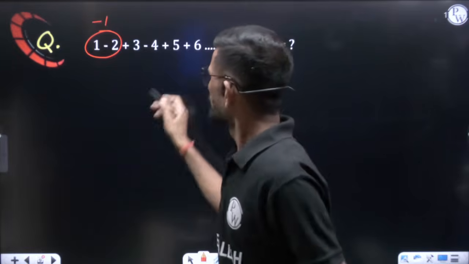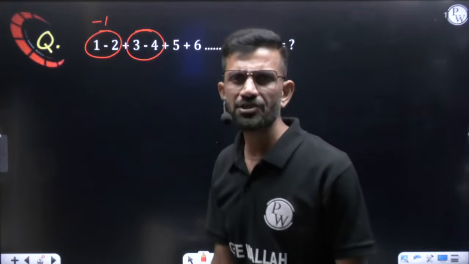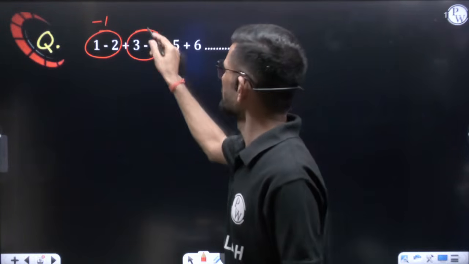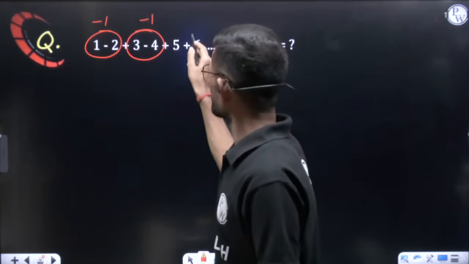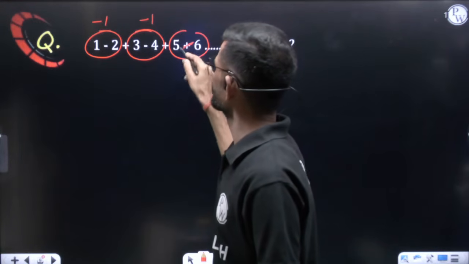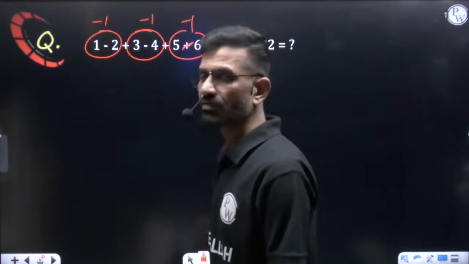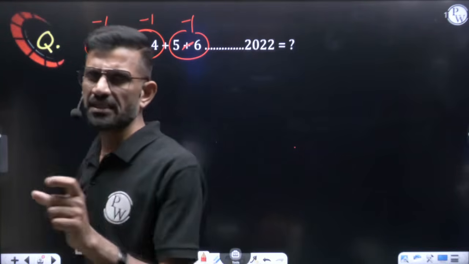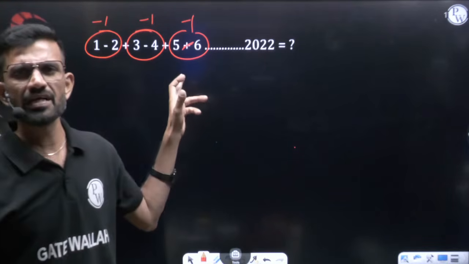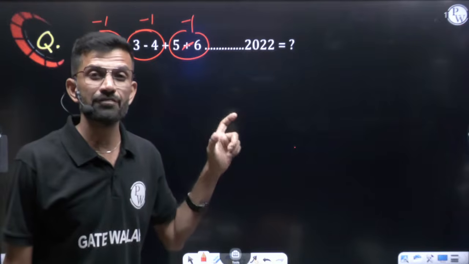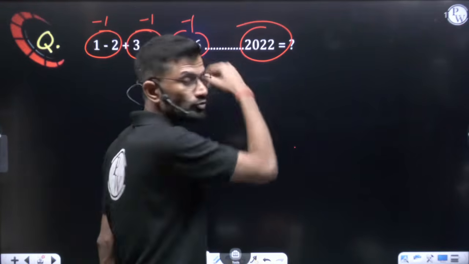Forget about it. Go for plus 3 minus 4. How much will you get? Plus 3 minus 4, again minus 1. Plus 5 minus 6, how much will you get? Again minus 1. It means every pair of digits will be generating minus 1 and giving it to you. Every pair of digits. Up till 2022 we have to go.